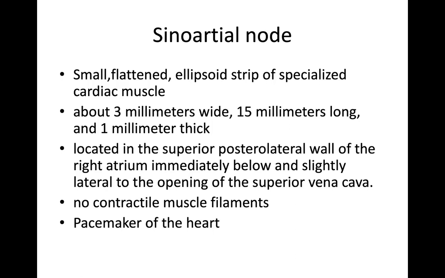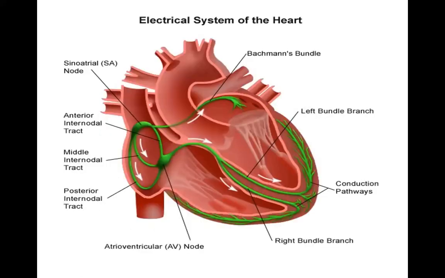To continue, the sinoatrial node is a small flattened ellipsoid strip of specialized cardiac muscle. It is about 3 millimeters wide, 15 millimeters long, and 1 millimeter thick. It is located in the superior posterolateral wall of the right atrium, immediately below and slightly lateral to the opening of the superior vena cava, and there are no contractile muscle filaments. We call it the pacemaker of the heart.